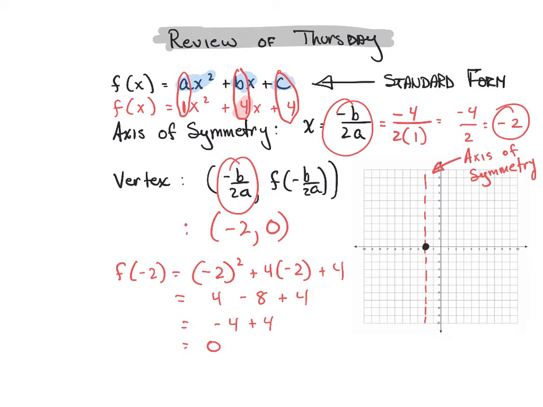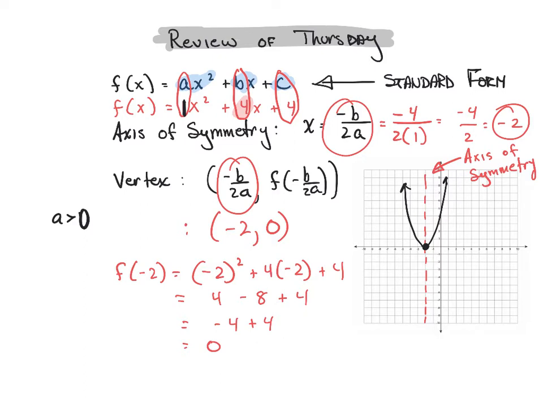So when x is negative 2, this function's y value is 0, so it goes right through there. Okay, and then we talked about the fact that if a is greater than 0, sorry, positive, it would open up. In this case, a is 1, so this parabola is going to open up. And we don't have to draw it perfect, we're just going to sketch it in for right now. I just know where my parabola starts, and I know the direction it opens. Okay, so this is all from Thursday.